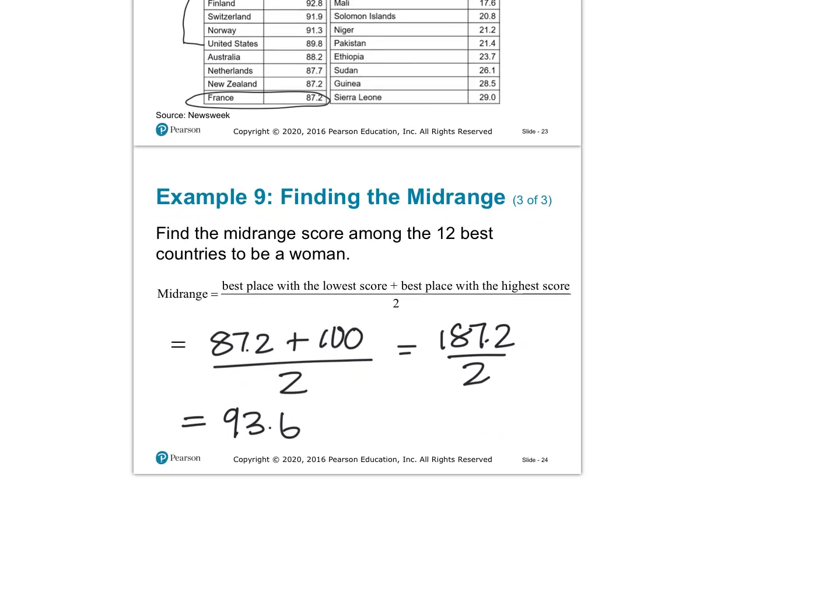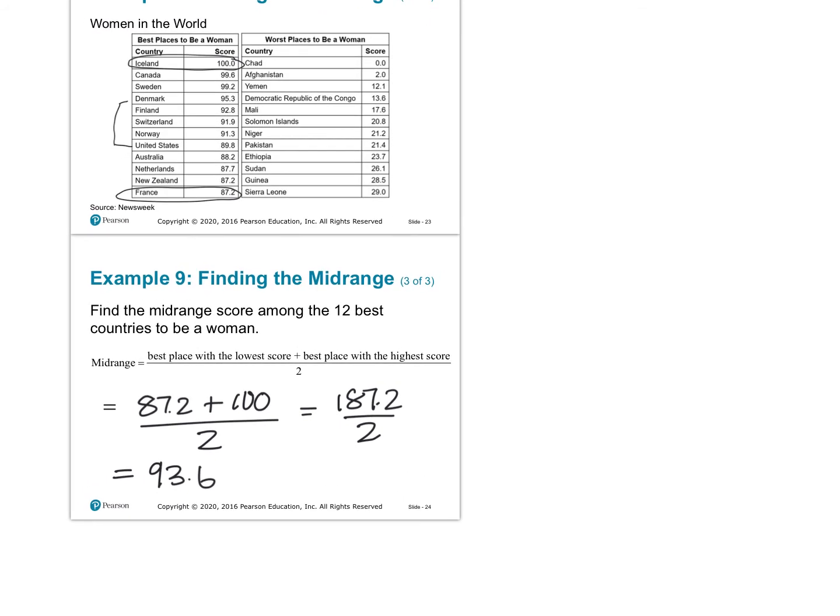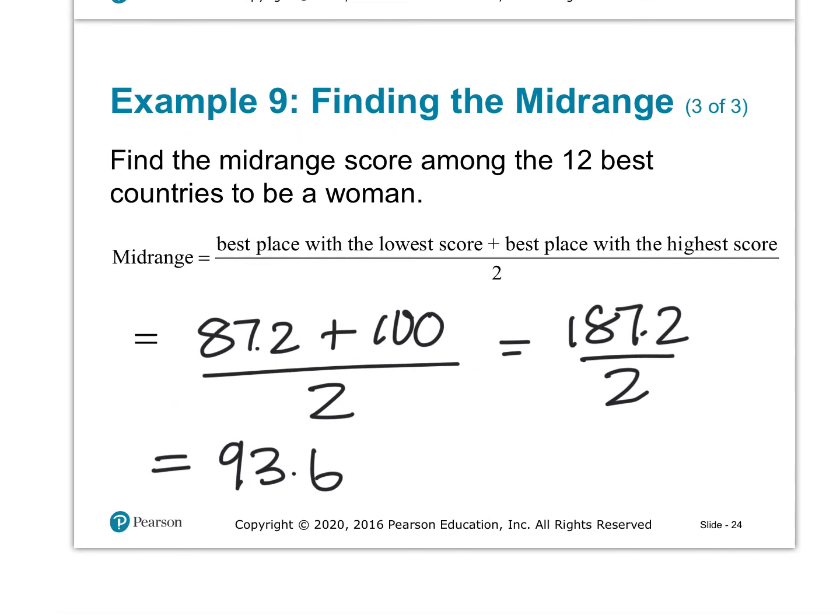And then if it asks for the worst places to be, we would do that for the worst, but it only asks for the best countries.